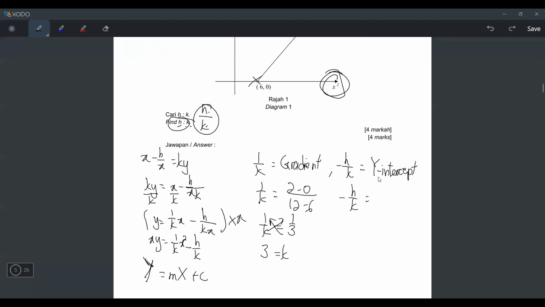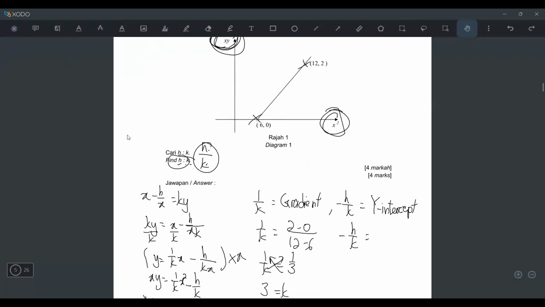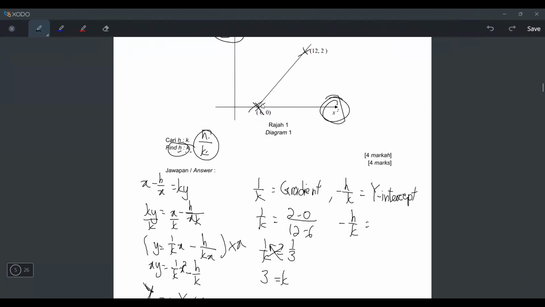Negative h over k equals the y-intercept. But I realized that I don't know my y-intercept. The y-intercept is not 6. This is not the y-intercept. This is the x-intercept. So if I want the y-intercept, I should panjangkan this line. Panjangkan this line. This is the y-intercept. And I don't know what this is. I don't know this point.